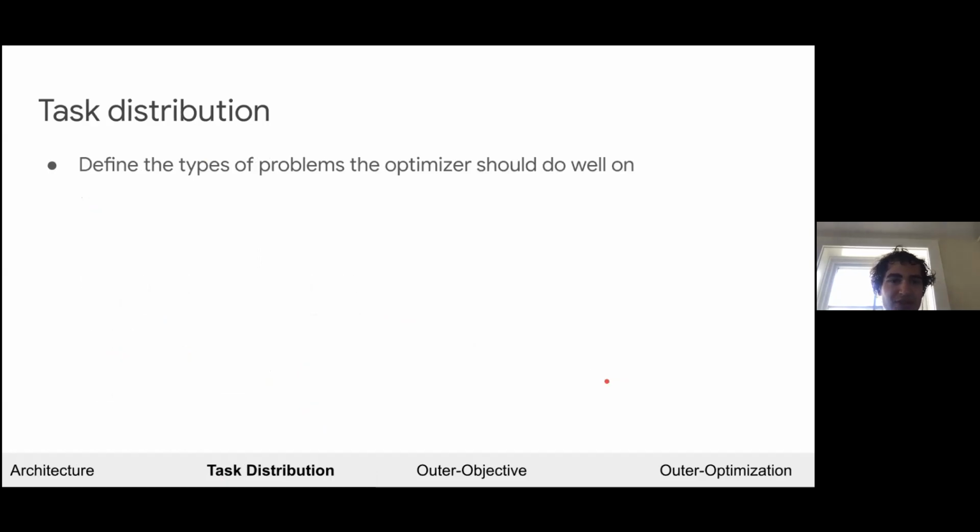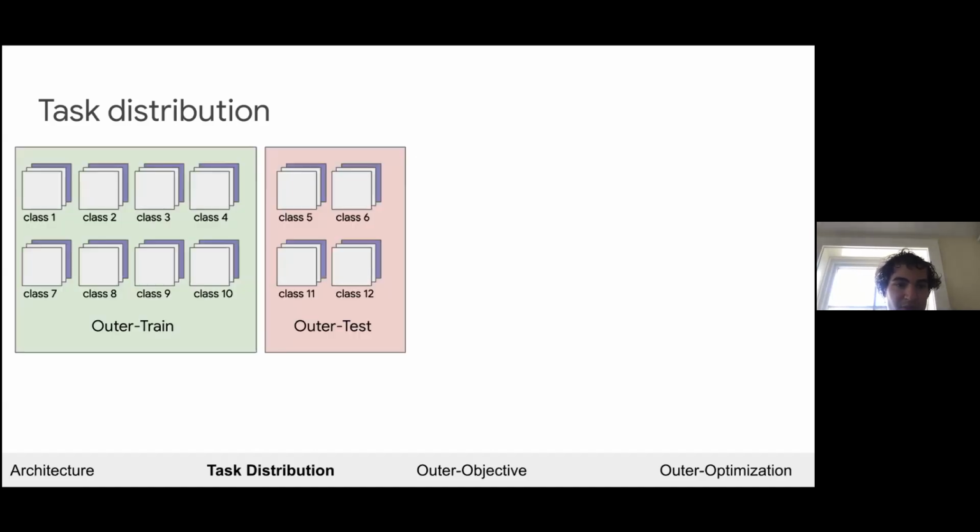For task distribution, this defines the type of problem we want to do well on, or the objective we're specifically targeting. We have a few choices here. To form this task distribution, we take the ImageNet dataset, which has 1,000 classes, and we split it up by class. So we take, say, the dogs, cats, whatever, on the training set, and then we have some separate held out set of tasks or classes for the test set.